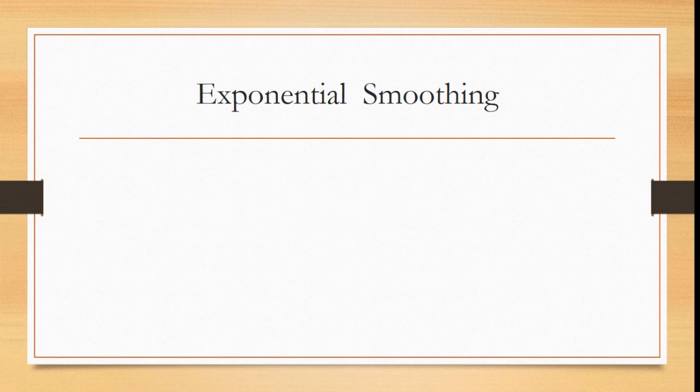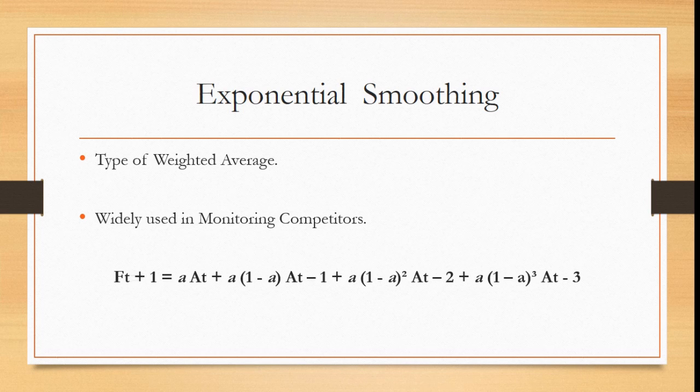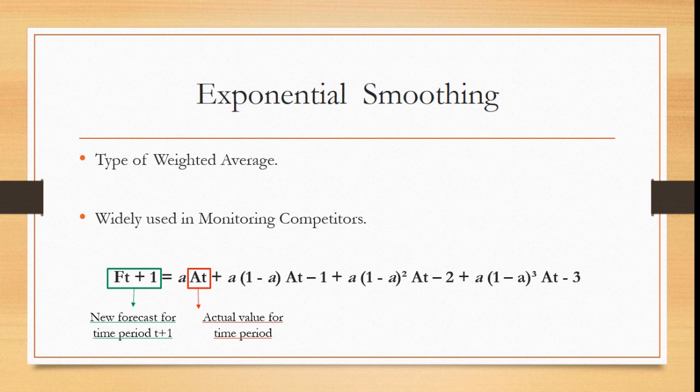Exponential smoothing is a type of weighted average that applies declining weights to all past data, with greater weighting placed on the more recent data. This model is used widely in the business environment, especially when monitoring competitors. The formula is as follows. What we are trying to find is the new forecast for the time period, plus 1. The actual value starts the formula. The formula also includes a smoothing alpha value, which is used to adjust the weighting where alpha is between 0 and 100%.